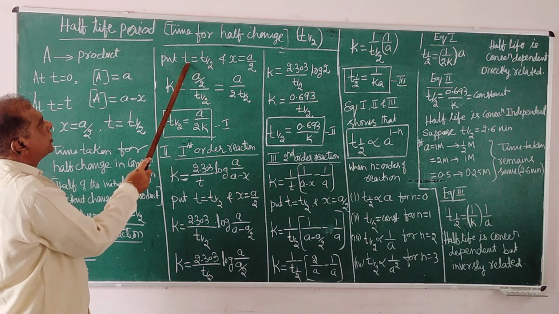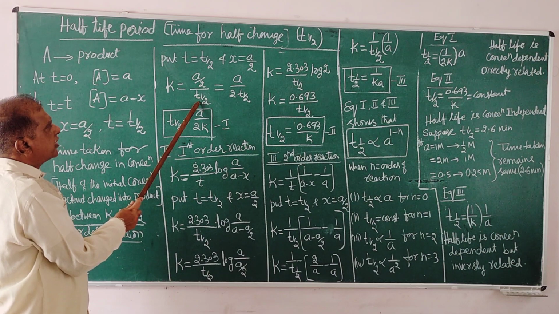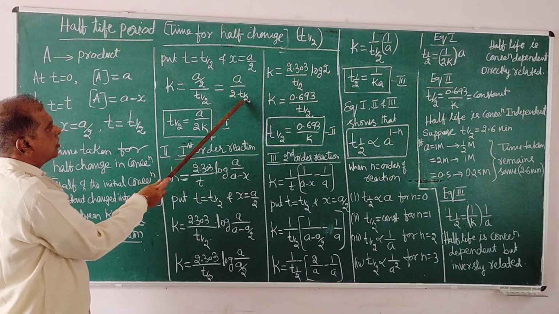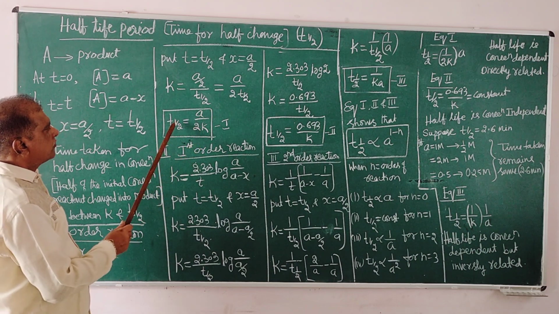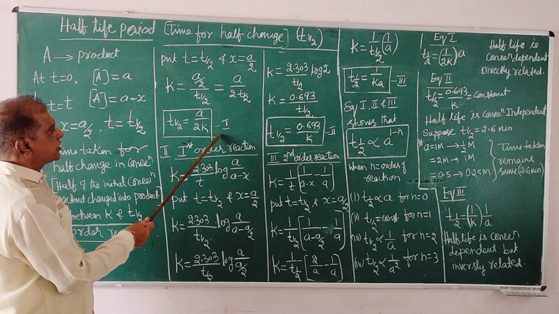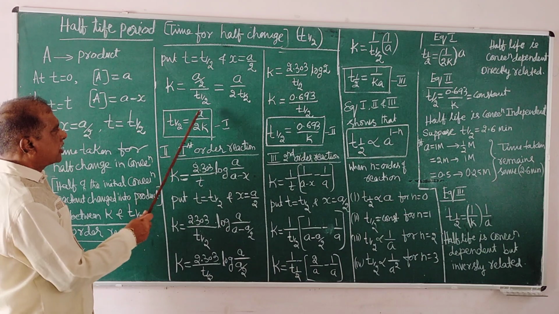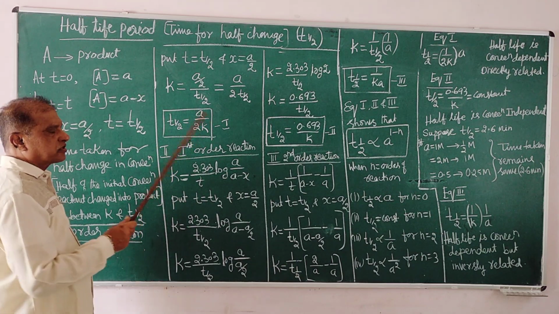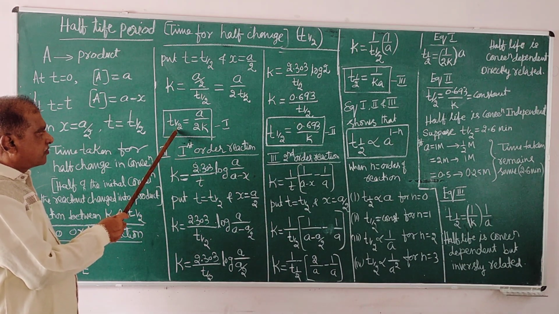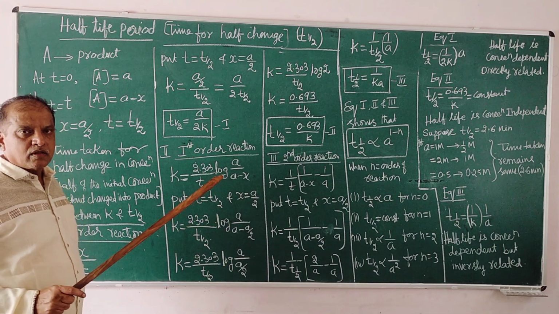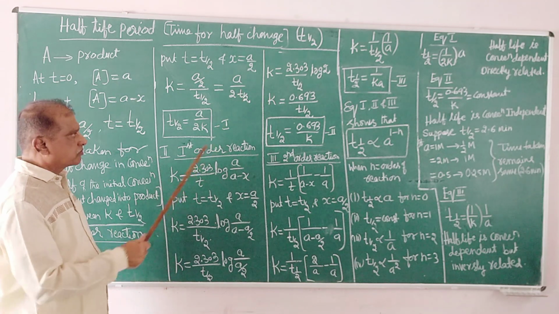When x equals a by 2, t equals t half. Simplify. t half is equal to a by 2k. The half-life of a zero order reaction depends on the initial concentration. It is directly proportional to a, with 1 by 2k being a constant, of course. So that's the equation you get. The half-life of a zero order reaction depends on the initial concentration.